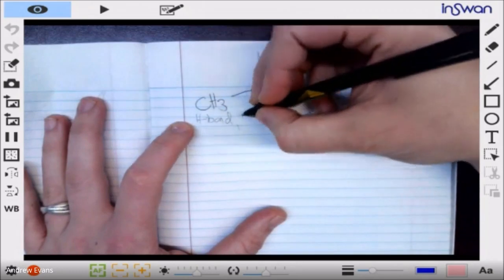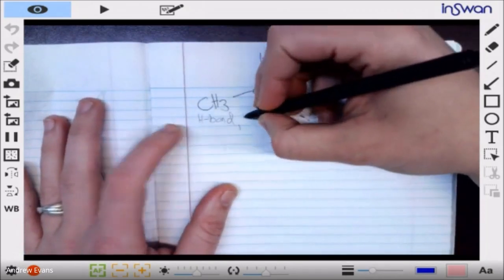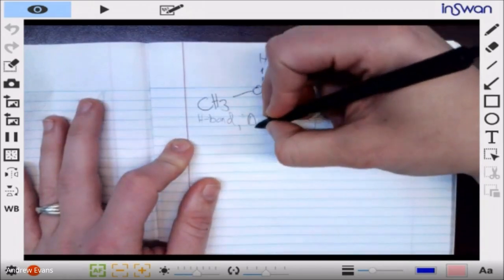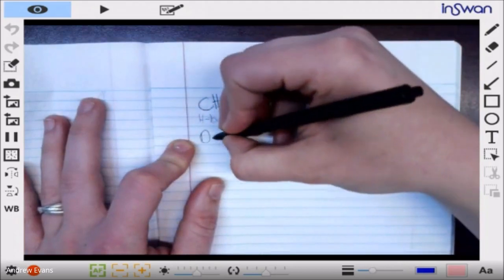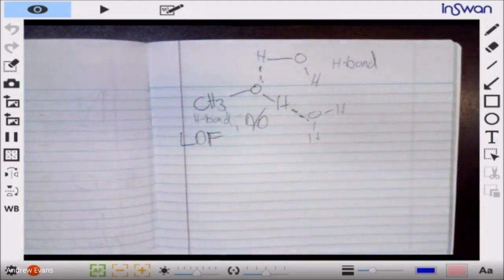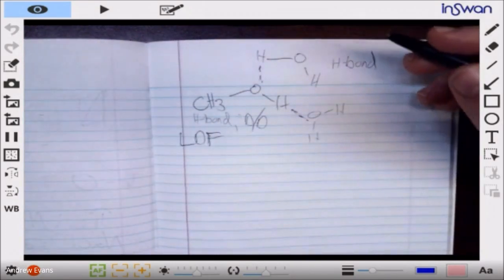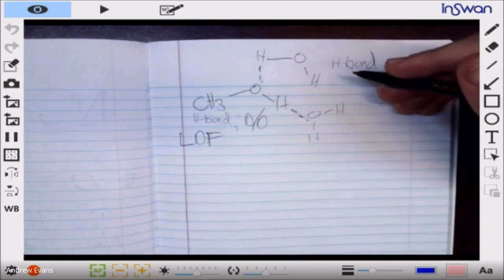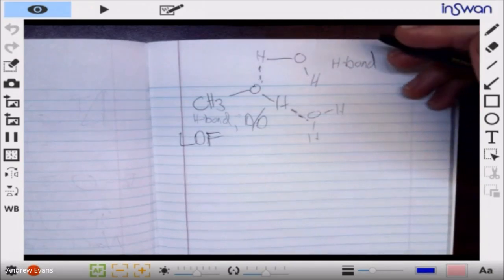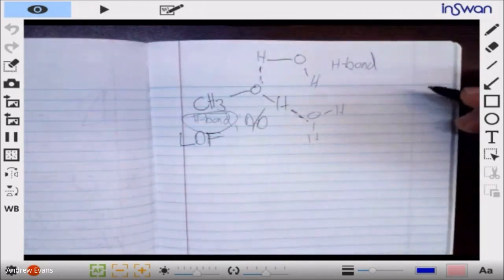It would also have dipole interactions, and it would have LDF, London dispersion forces. Everything has London dispersion forces. London dispersion forces depend on the number of electrons and size. But which one's the most important? The H bond.